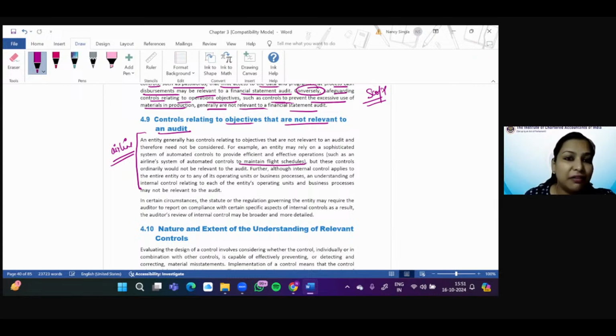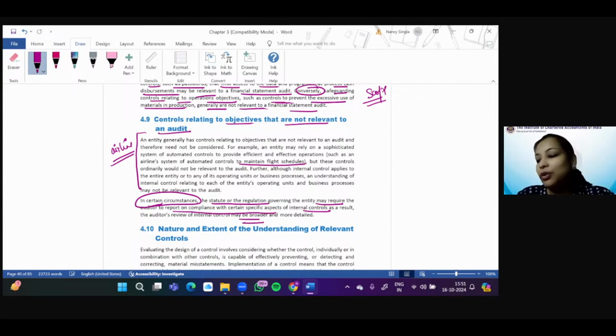Now, this is not relevant to audit, right? However, in certain circumstances, if the regulation or the statute requires the auditor to report on the compliance with certain specific areas of internal control, then that becomes relevant to the audit. As simple as that. So this paragraph basically gives an example of the control which is not relevant to audit. So an entity generally has control relating to objectives that are not relevant to audit and therefore need not be considered. The thumb rule is this.